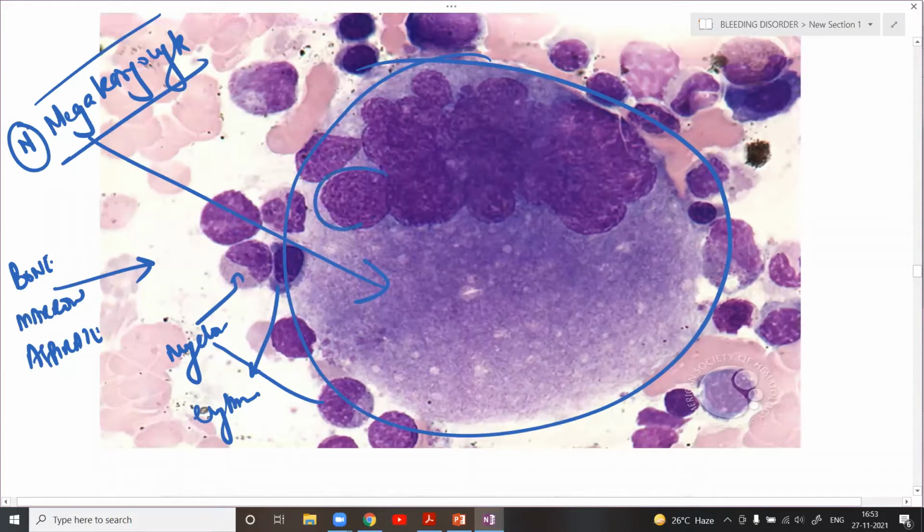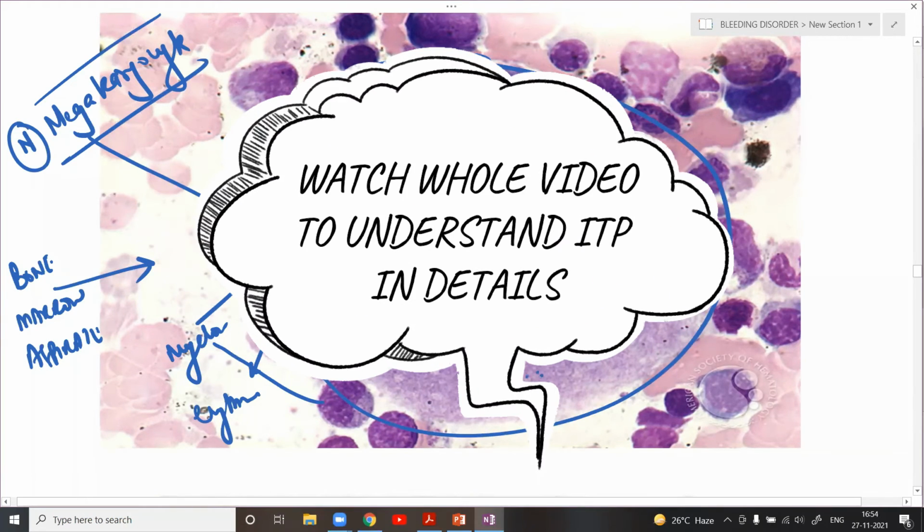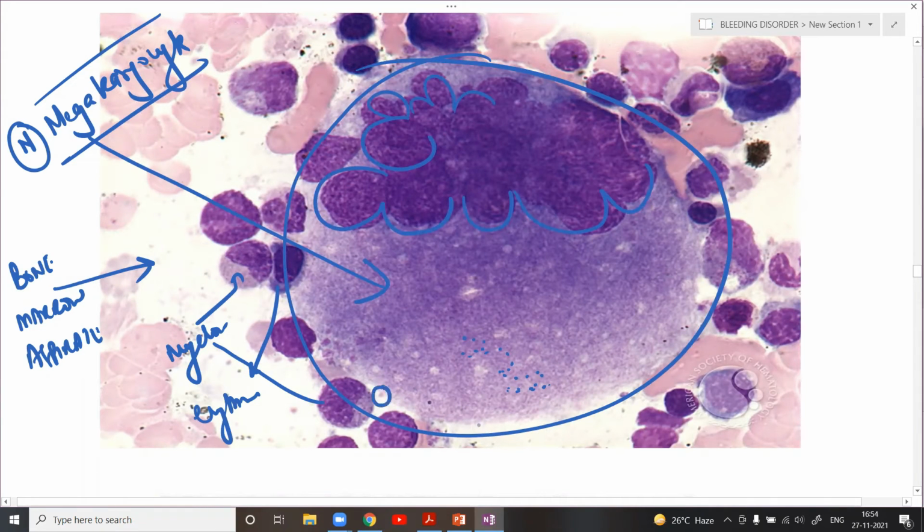Can you see a normal megakaryocyte? When they are mature, they are multi-lobed, having multiple lobes in the nucleus. And can you see the cytoplasm? There are lots of dots. What is this? Platelets. And how are platelets formed? Platelets are formed by disintegration of these small spots, by the fragmentation of the cytoplasm.